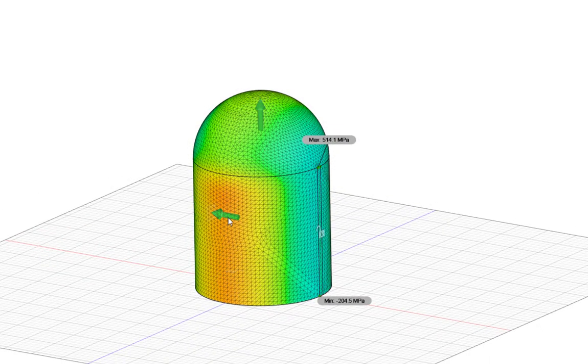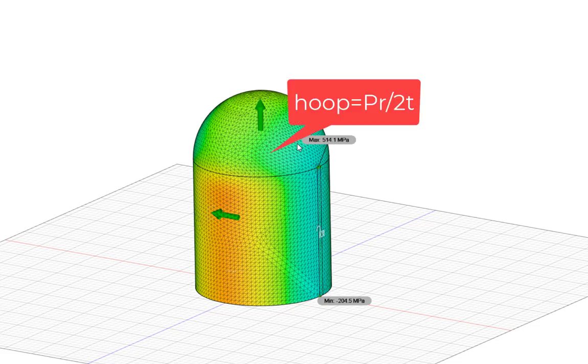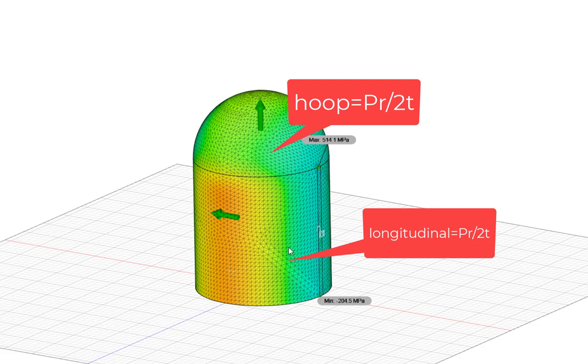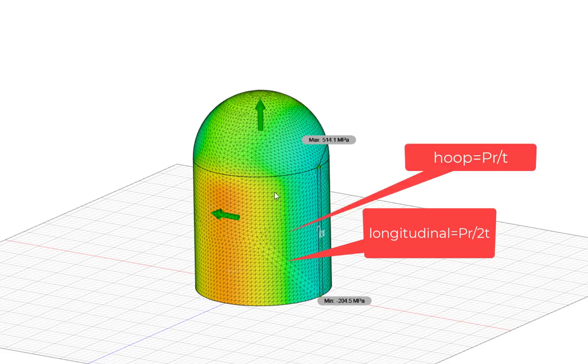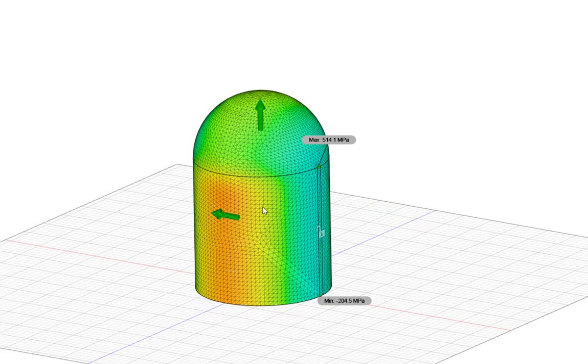It was pressurized to 40 MPa so we could see the stress state inside this pressure vessel with a hemispherical end cap on top of it. Now, the interesting thing about the hemispherical end cap is that the stresses in the hoop and radial directions in the hemispherical end cap are always on the order of PR over 2T. They match the longitudinal stress along the long axis of this pressure vessel, but they do not match the PR over T hoop stresses in the cylindrical part of the pressure vessel.